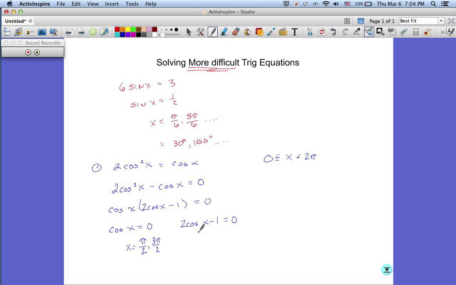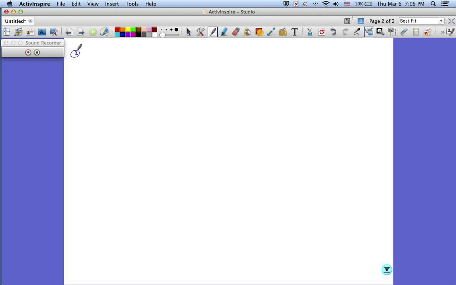This one takes a little more solving to do. I'm going to add 1 and divide by 2. So this is really asking when is cosine equal to 1/2. Well, cosine is equal to 1/2 up at pi over 3, and in the fourth quadrant at 5 pi over 3. So 4 solutions we get there. Easy peasy. Let's try another one. Number 2, let's try one that's a little bit more difficult.